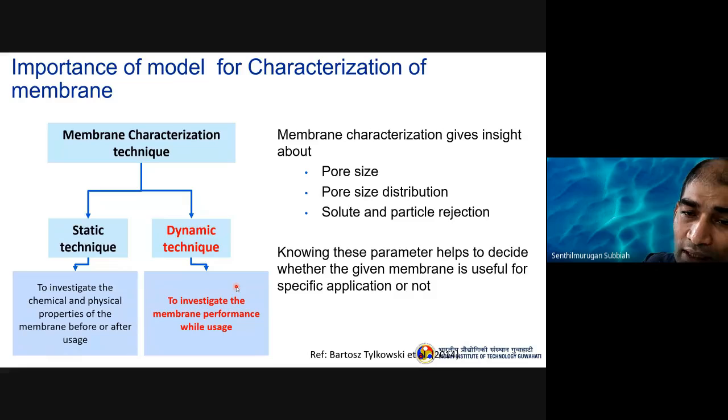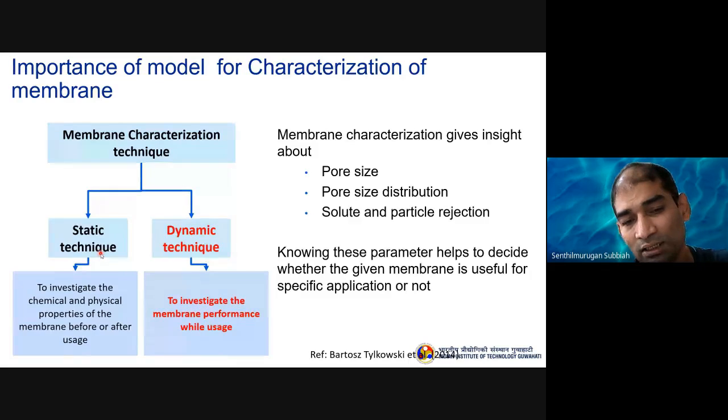If you want to characterize the membrane, there are many parameters which we need to characterize. So for example, pore size distribution, solute and particle rejection, how much rejection that membrane can give. And then knowing these parameters helps to decide whether the given membrane is useful for a specific application or not. That is one of the critical things. Now, if you want to estimate these parameters, there are two different techniques which are applied in industry, particularly in the membrane industry: the static techniques and dynamic techniques.